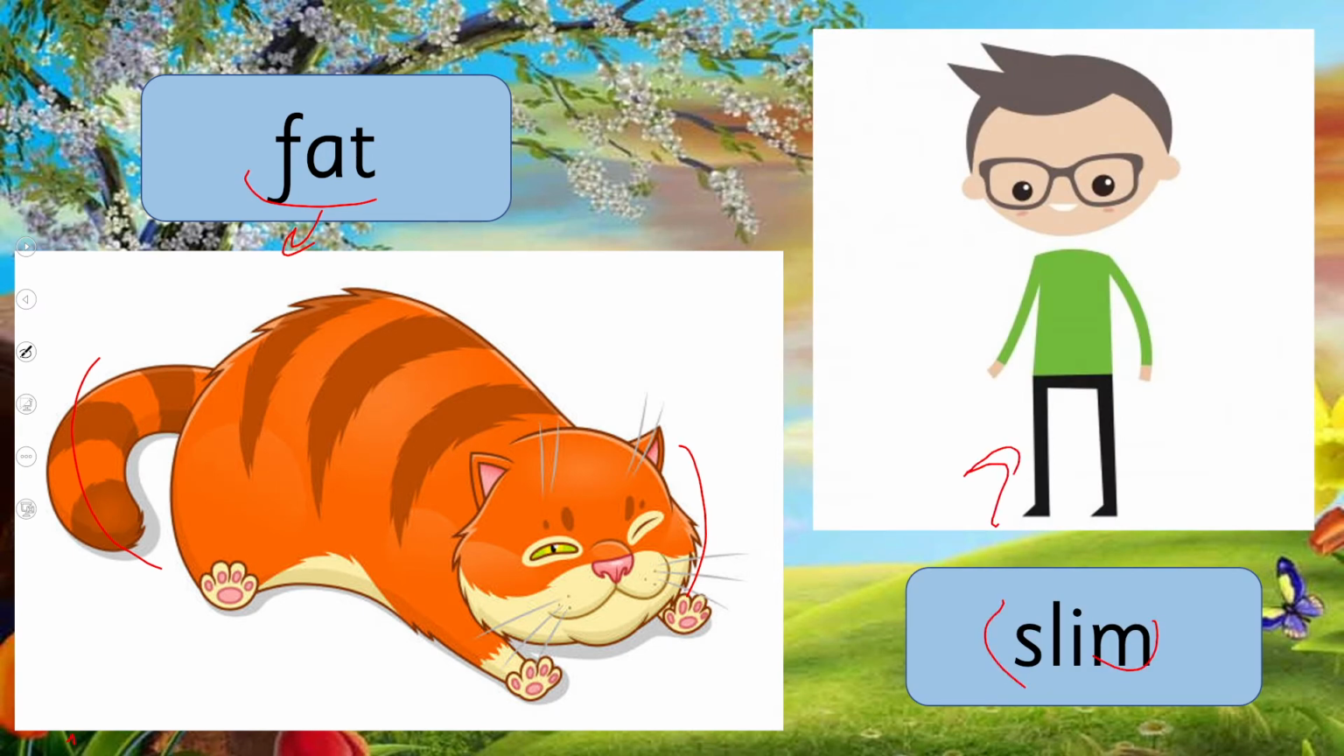He is slim and smart. So this is antonym. You can judge how healthy that cat is, and that boy is so slim. So slim and fat, both words are antonyms and opposite to each other.